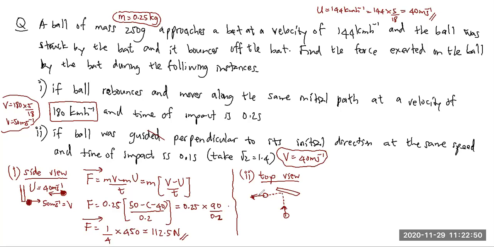Okay, right. So initial velocity 40 meters per second, and for the next question it says it bounces off the same speed. So it bounces off 40 meters per second. It was a cut, so the ball goes like this, perpendicular. All right, fine. And then for this, now this is our u and this is our v, right? And the time of impact is 0.1 second, right? So let's apply the equation quickly. F equals mv minus mu over t. Take m out, that gives us m(v minus u).